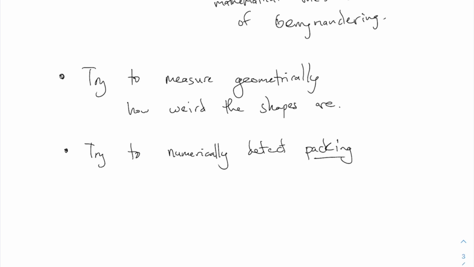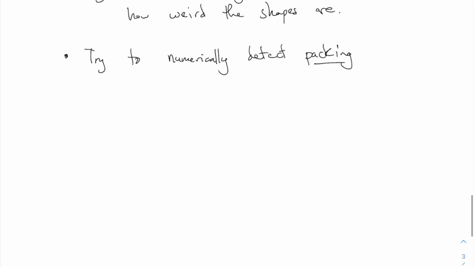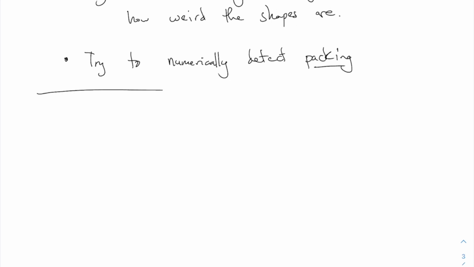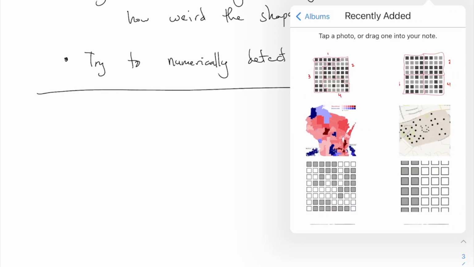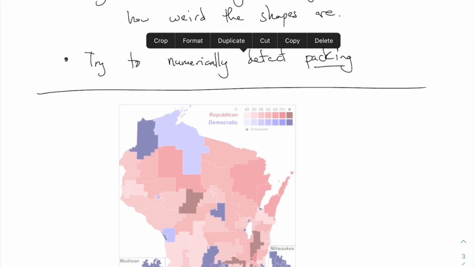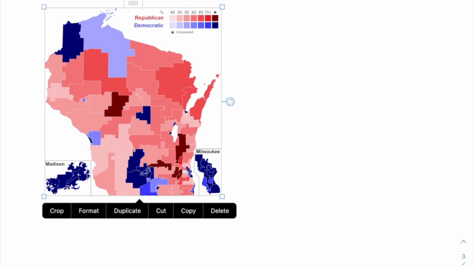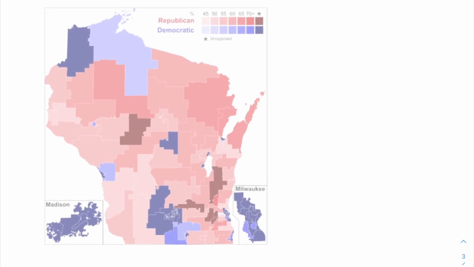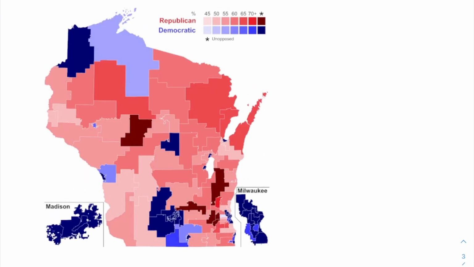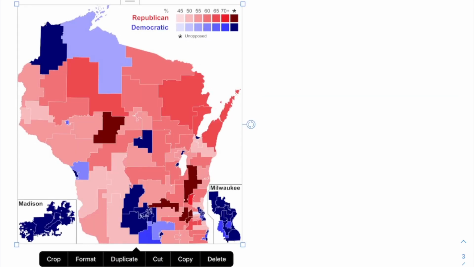And I actually had a real world picture to look at here. This is an extreme example of packing in the real world. These are the state representative districts in the state of Wisconsin. I think that's how they say it. I'm not from there.